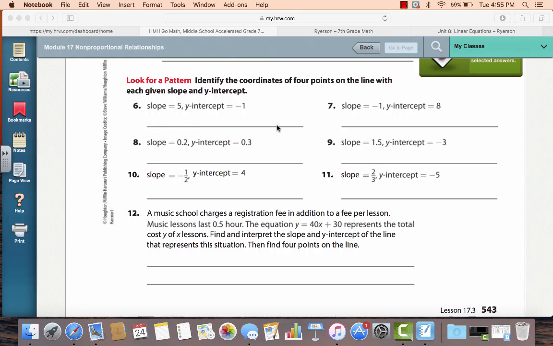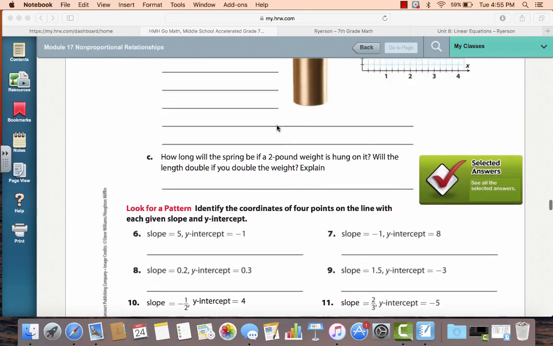At this time, go ahead and continue on with this page. I'm going to ask you to complete the entire page.